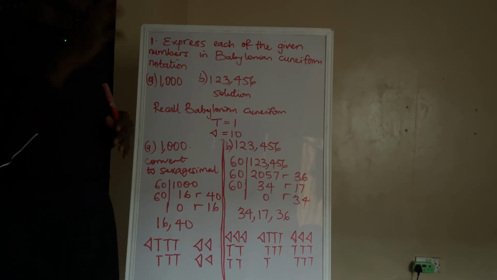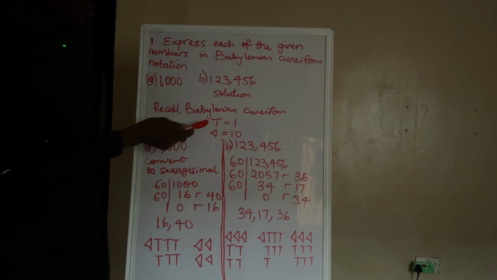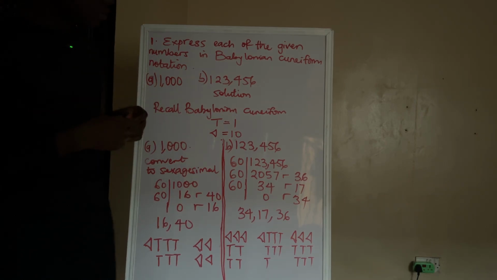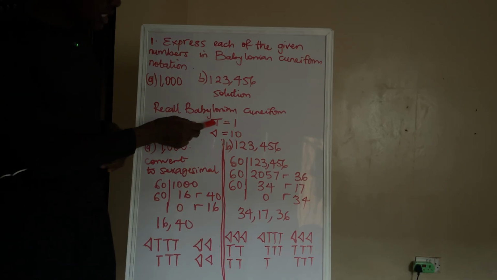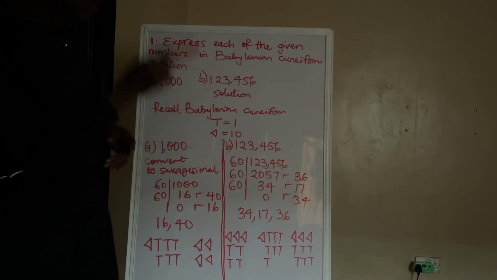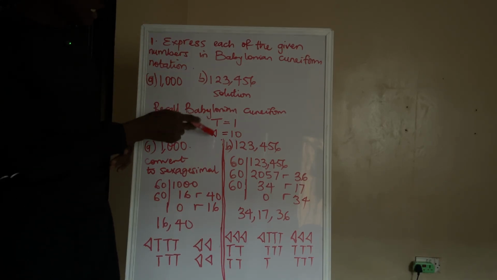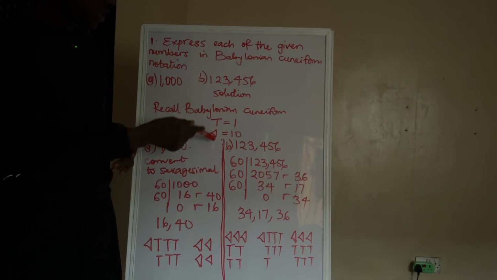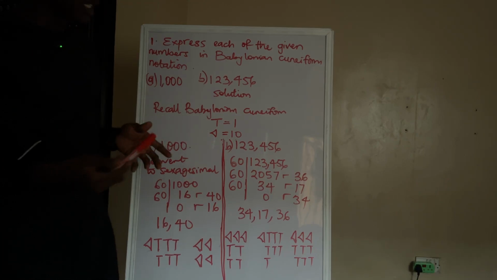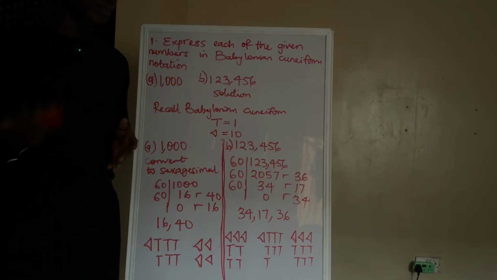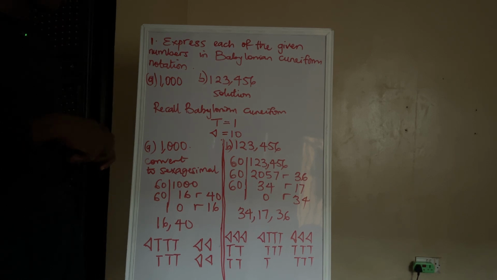It is made up of basically just two symbols, one that looks like a T and one that looks like a bent triangle. The T-looking symbol stands for units, that is one, and the bent triangle stands for tens, right? And when they talk about Babylonian cuneiform, they're talking about numbers in sexagesimal.